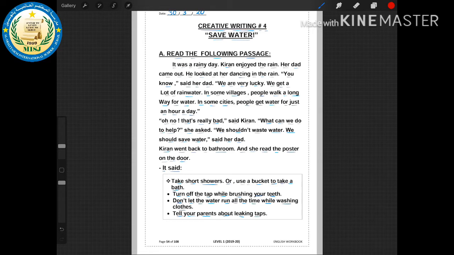There is a dialogue between a father and a daughter. So listen carefully. The daughter's name is Kiran. It was a rainy day. And Kiran, she enjoyed the rain very much. She was dancing in the rain, and right then her father came to her. He said, do you know how lucky we are? We get a lot of rainwater. In some villages, people have to walk a long way to look for the water. Sometimes they find it and sometimes they don't. While in some cities, people get water just for an hour a day.